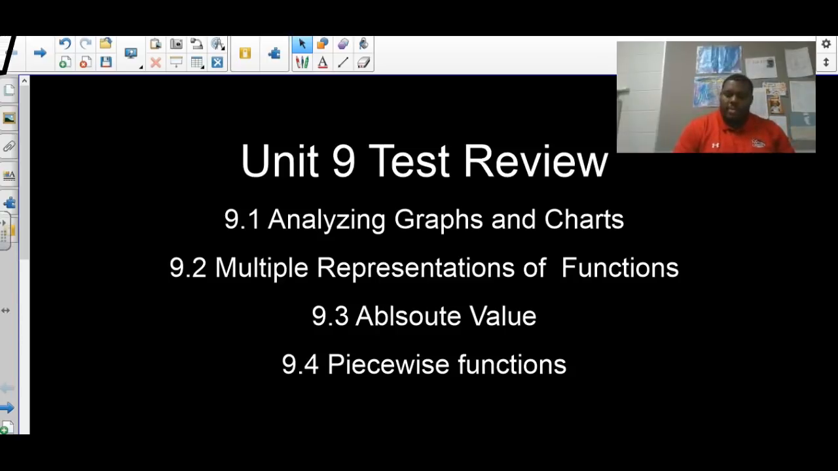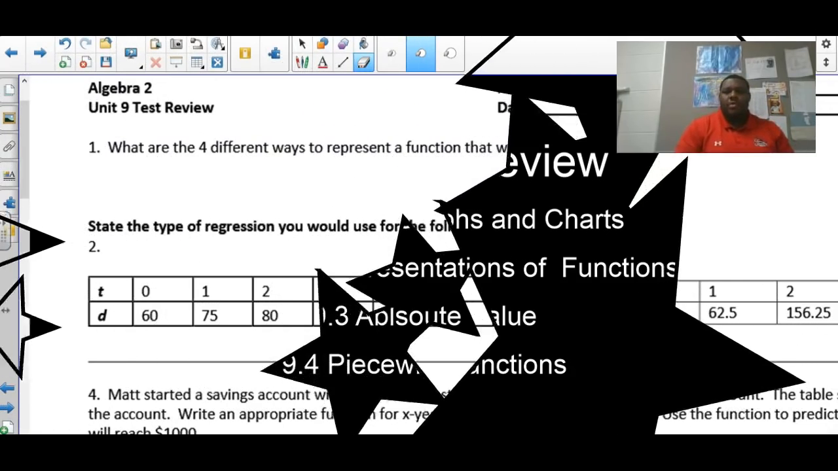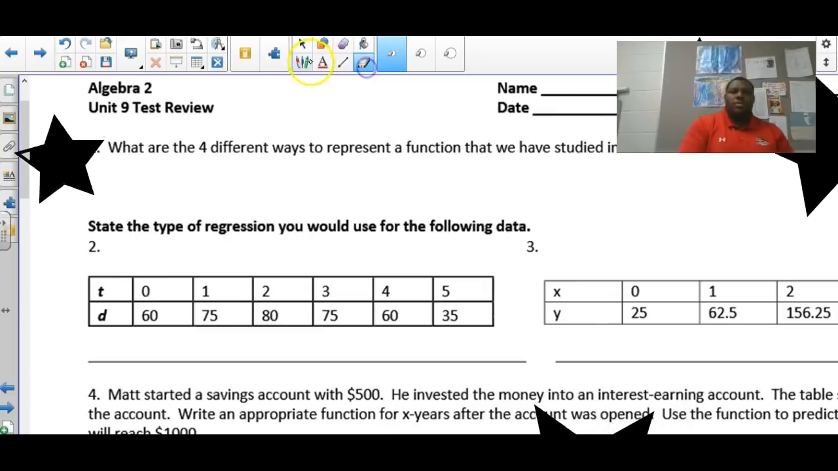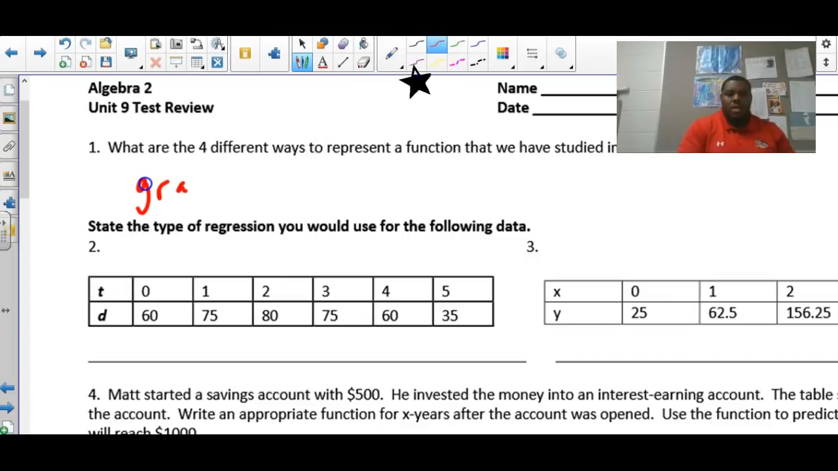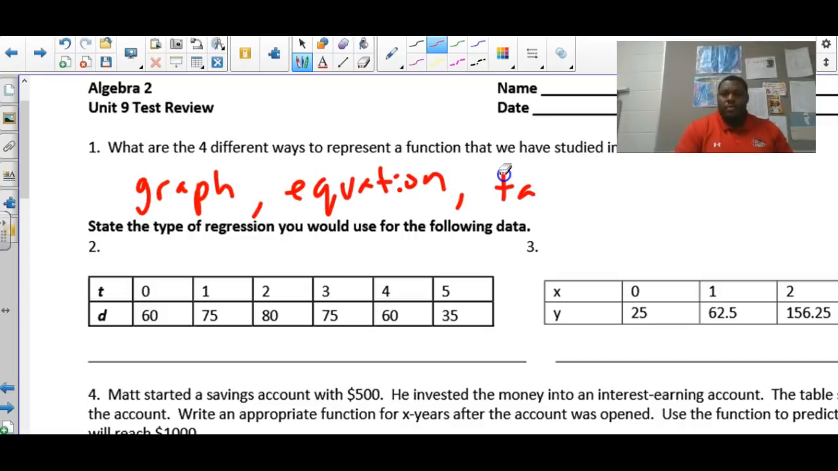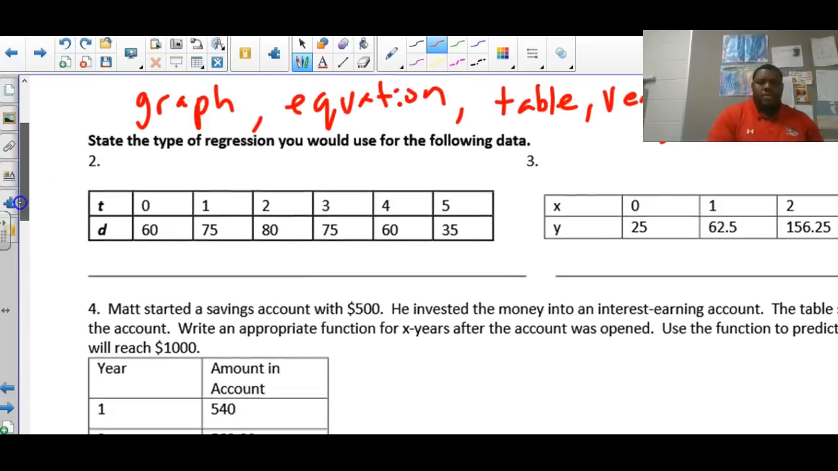All right, guys, for this first example, what are the 4 different ways to represent a function? We've talked about several different ways, or 4. They are a graph, an equation, a table, and lastly, a verbal description. All right. So now let's look at number 2.